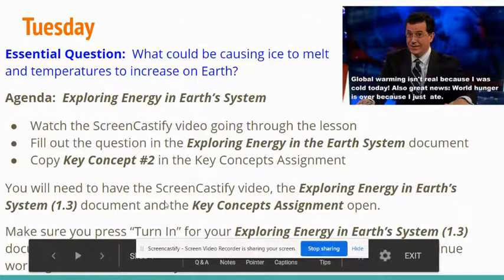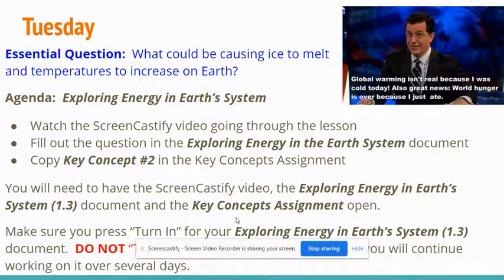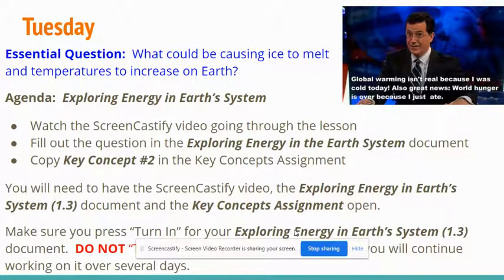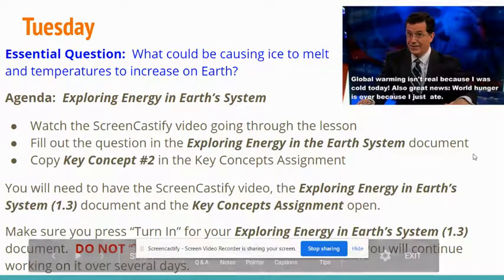Remember that anything that you have to turn in, today you're going to be turning in the Exploring Energy in the Earth System. You have to press the turn in button for that in order to submit it. Now for the key concepts assignment, please do not turn in that assignment because you will be working on it for several days. So let me repeat that so everybody knows what they're doing. You will turn in the Exploring Energy in the Earth System document. You will not turn in the key concepts document because you're working on it for several days, okay?